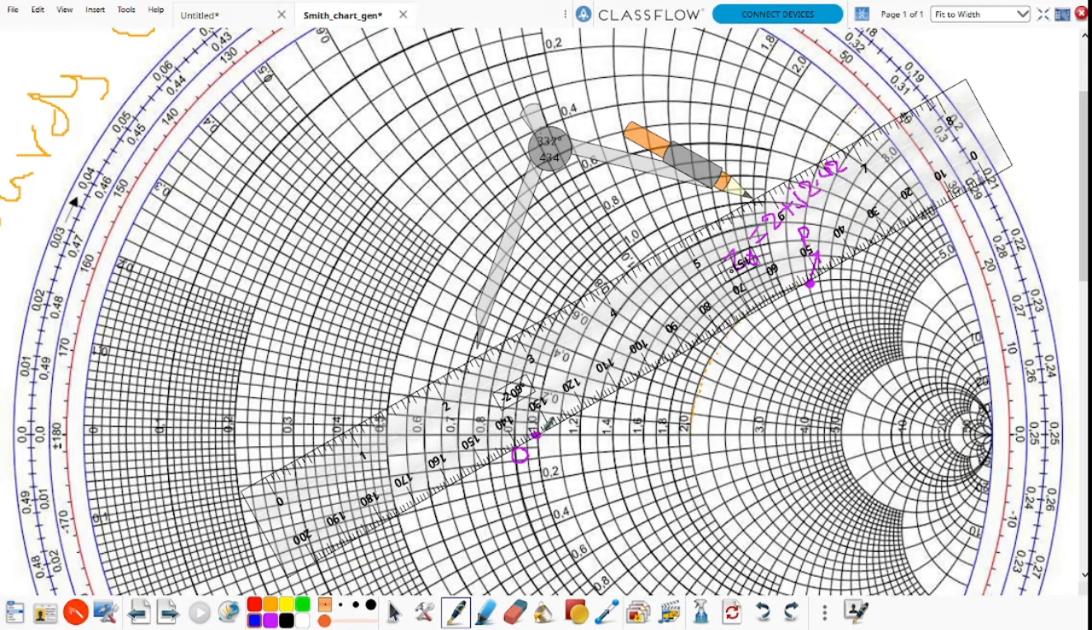Using a scale, connect the origin point and point P. Next, draw the VSWR circle. The VSWR circle is determined with the origin as the center and OP as the radius. Draw the VSWR circle.